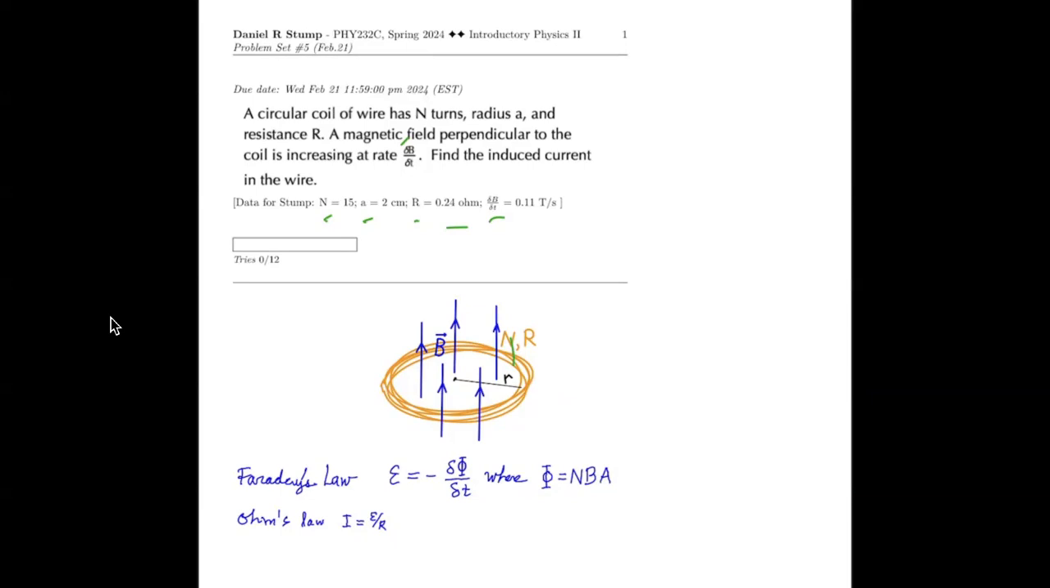In this case, the flux is the magnetic field times the area, but also times the number of turns of wire, because each turn of wire has a changing flux. And then to answer the question, what's the current? Well, we just use Ohm's law. It's the EMF divided by the resistance of the wire.